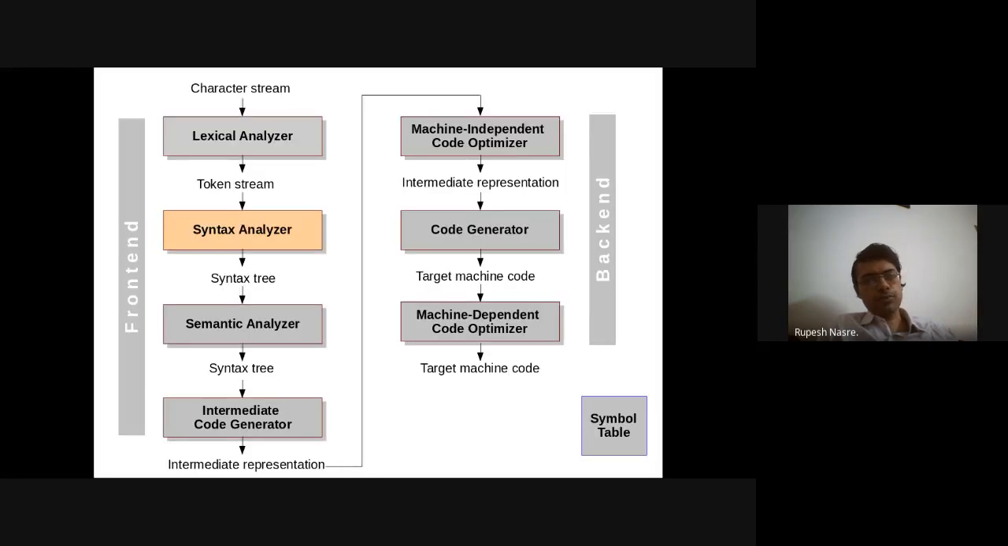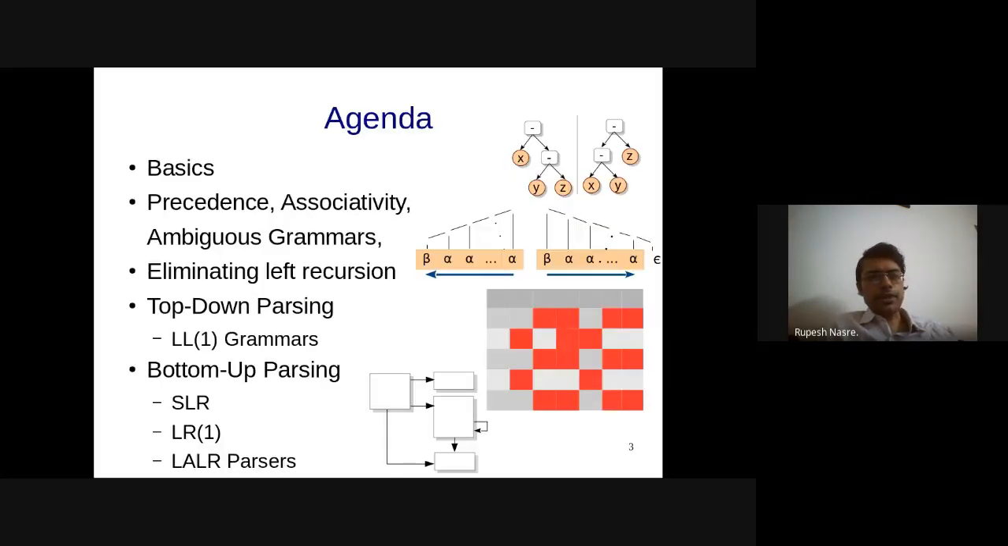So let's come to the parsing part, which is the second block in our transition diagram, meaning our flow of the compiler. Right? So our agenda is going to be to look at some of the basics. We are going to look at the precedence and associativity which comes into picture. Even in the compiler that you are going to build, you are going to face this trouble when you are dealing with expressions, and that is what we are going to look at.